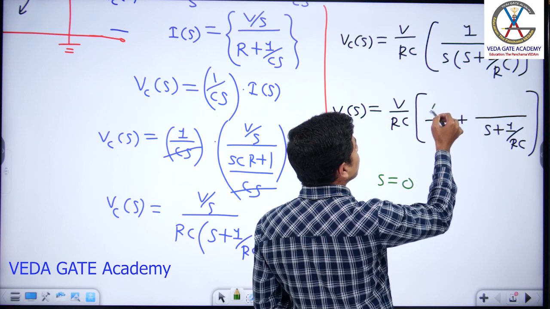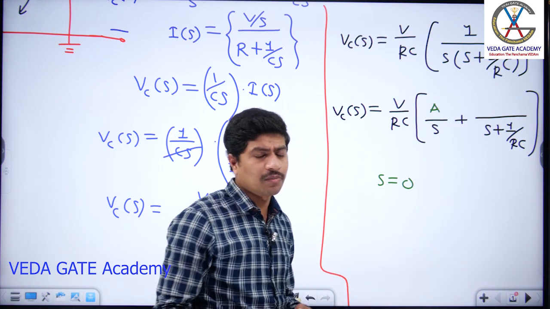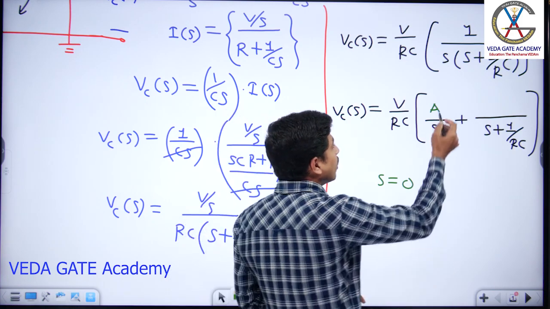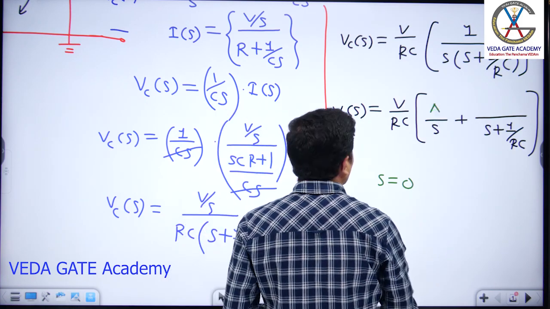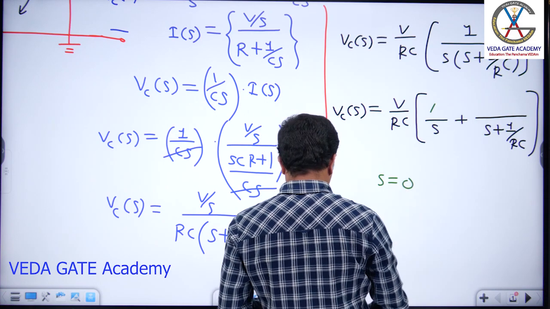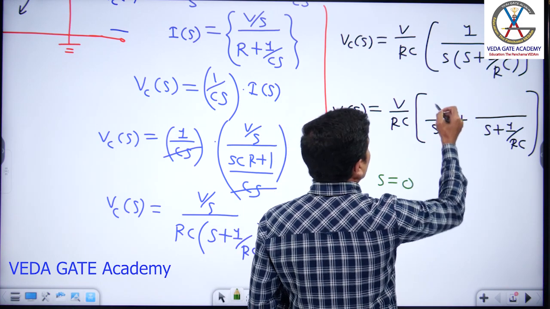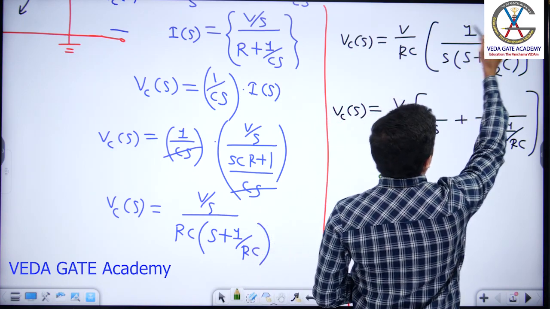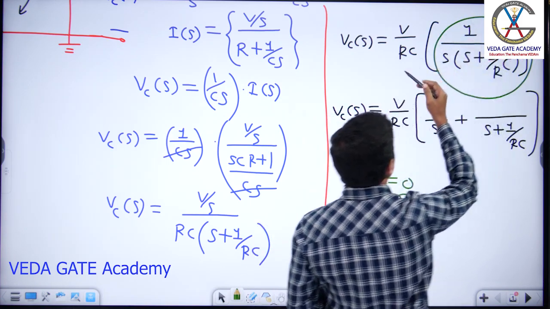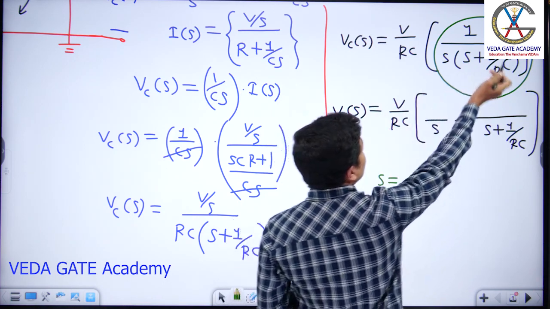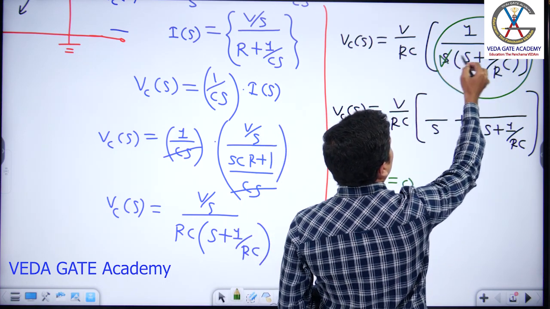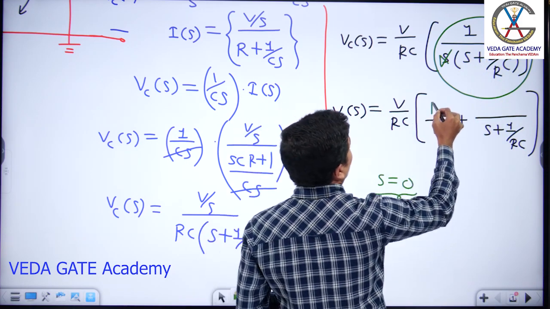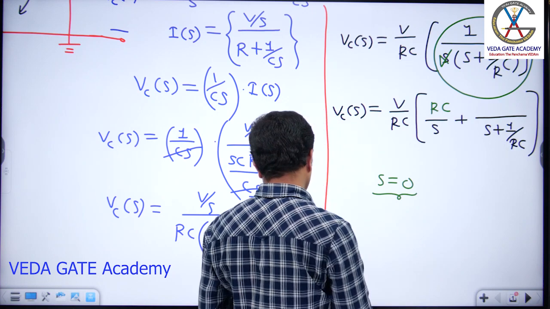If you want this A, we are not going with the basic method of equating coefficients like A plus B and BS. We are not going to do all those things. To get A, make its denominator equal to 0 first. I got S is equal to 0. In this expression, as V by RC is outside, we are not going to touch it. Close this term, and in the remaining expression put S equal to 0. We got RC.